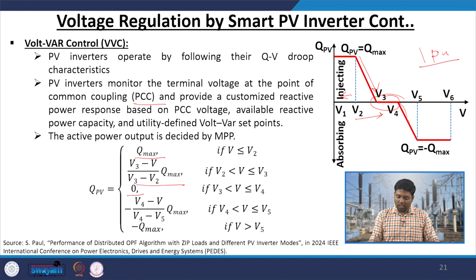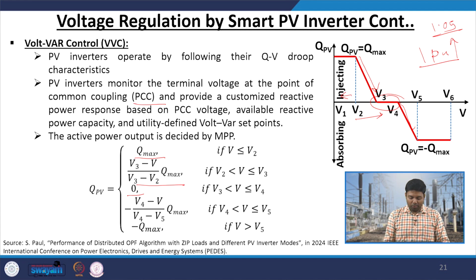Now, let us say your voltage has started increasing, that means you are now going to 1.05 per unit. So, now what do you need? You want to reduce the voltage level. So, for that you need something or someone to absorb your excess reactive power. So, now you will start absorbing reactive power from this circuit, and that is done by the smart inverter. So, this is the expression for your reactive power absorption.